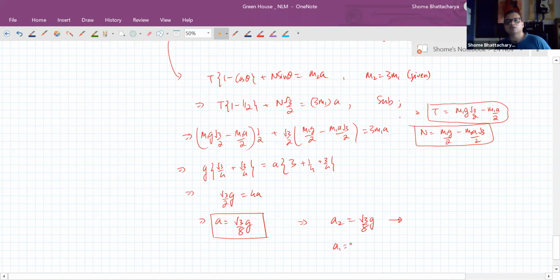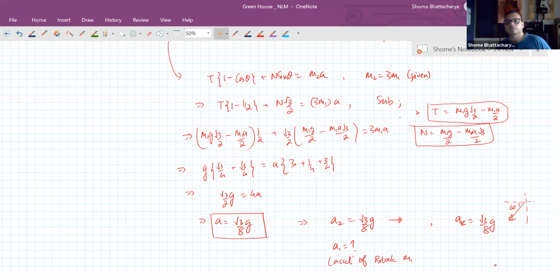But we still have to find out how much a1 is. A relative also now we know is root 3 by 8 g coming down the inclined plane at 60 degrees to the horizontal. But what is a1? That is the acceleration of the block m1 in the ground frame. So this is still something we have to calculate here.